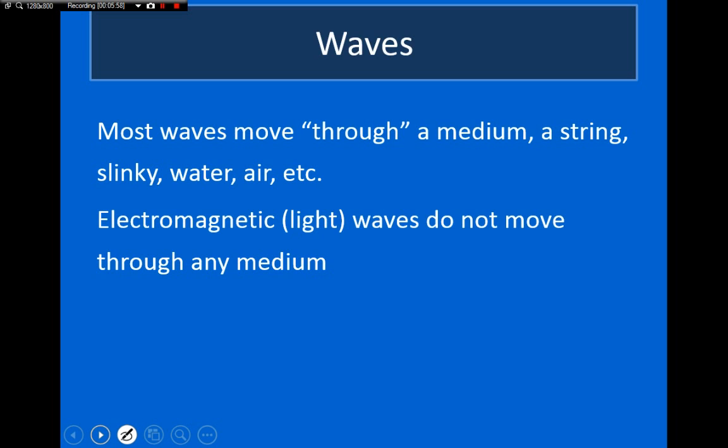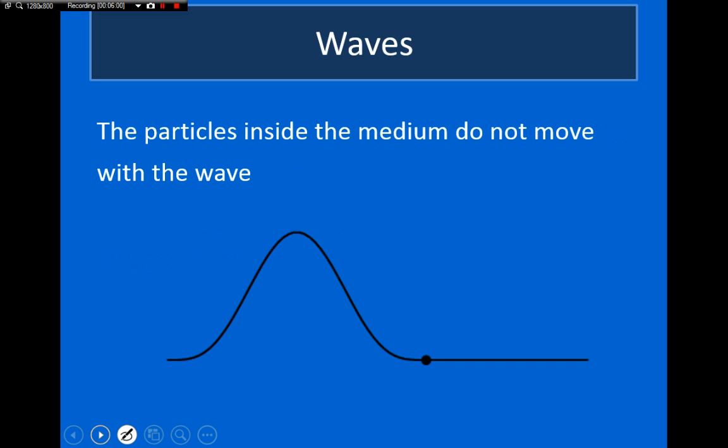Now, getting back on track, like I said, most of the waves we're going to discuss in this class travel through some sort of medium. And what I want to think about now is what happens to the motion of a particle inside the medium when a wave travels through. So here I've got a little point on a string, and I want to see what happens to this point when the wave travels through it. This wave is going to be moving to the right.